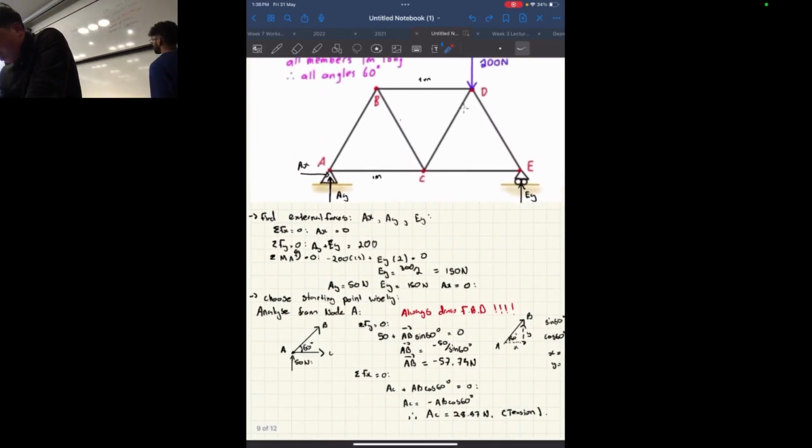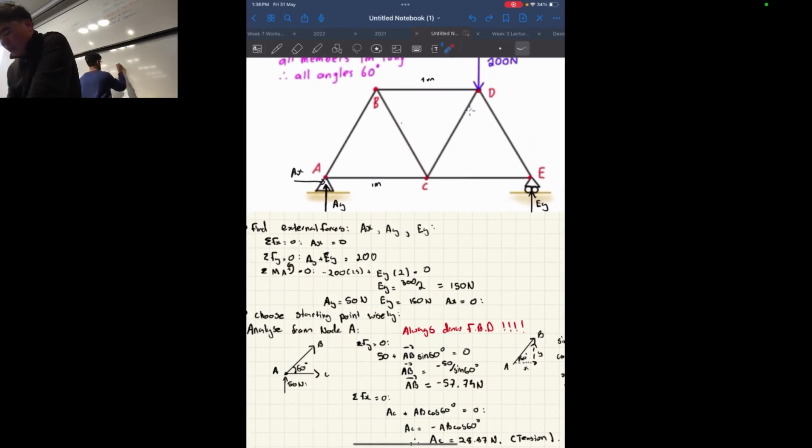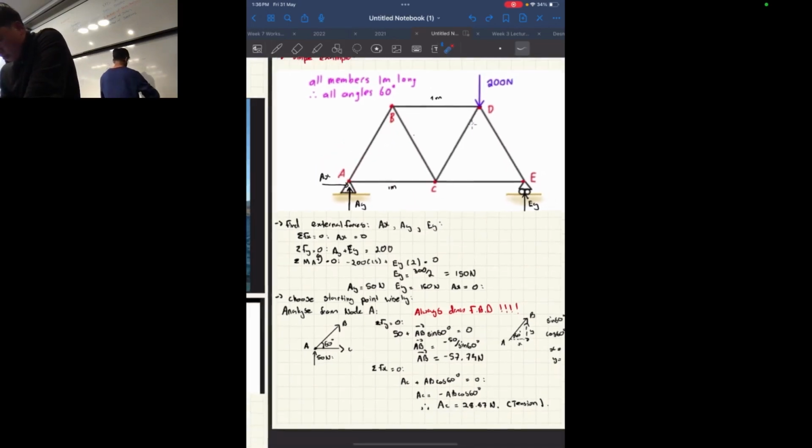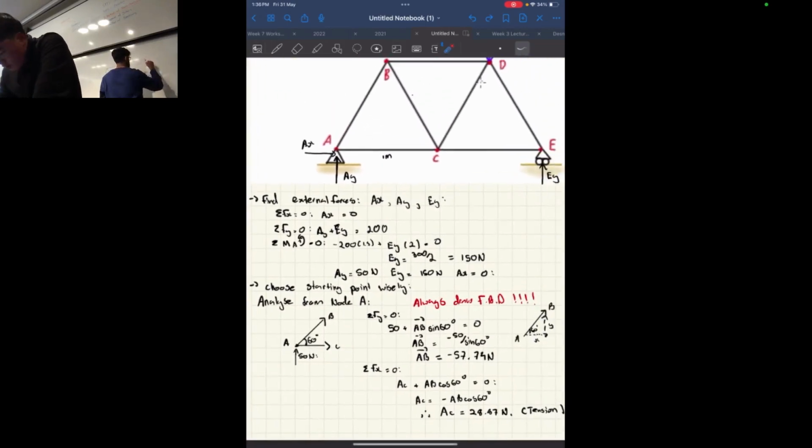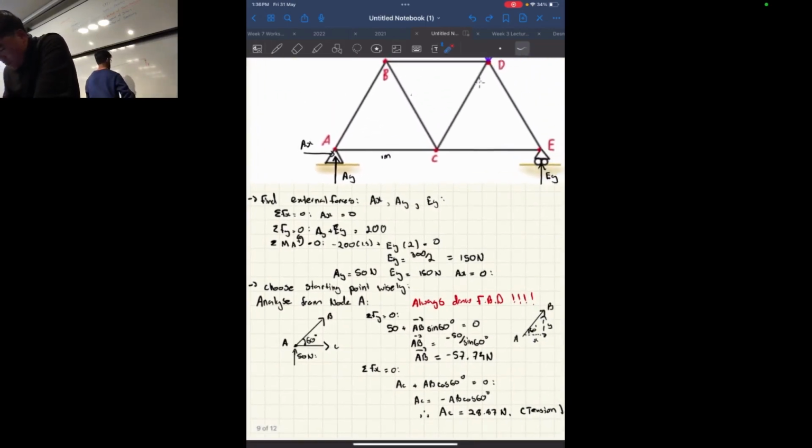So now we need to choose the starting point for analysis wisely. I start from node A because you found the reaction there already, so you only have two members to figure out. So we draw a free body diagram at node A. So you've got 50 newtons going up, and you've got AC and AB there.